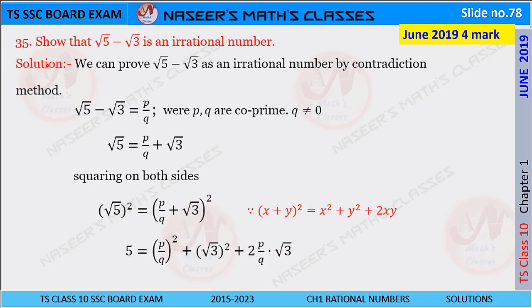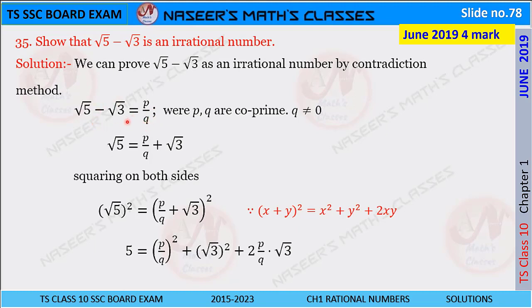We are going to solve the 35th problem. Show that root 5 minus root 3 is an irrational number. It is for 4 marks, June 2019. We can prove root 5 minus root 3 is an irrational number by the contradiction method. For this one, let root 5 minus root 3 be equal to p by q, where p, q are co-primes and q should not be equal to 0.